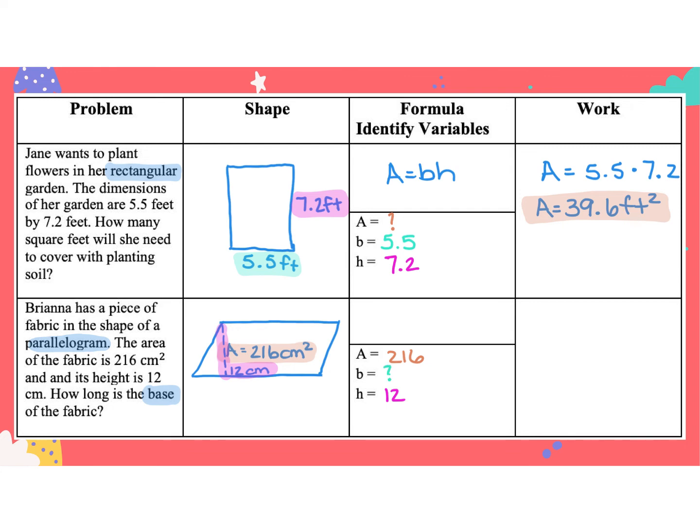So we will use our formula, area equals base times height. So 216 for the area equals b for the base, our unknown value, times 12 for the height. Next, we would need to divide by 12 on both sides of our equation to get b by itself. When we do, we find that our base is 18 centimeters.